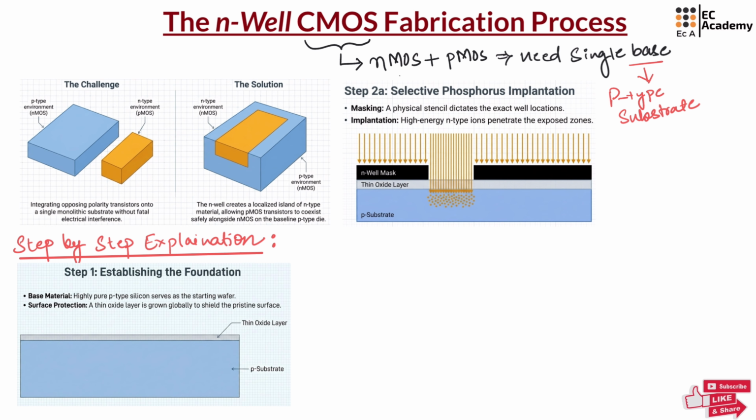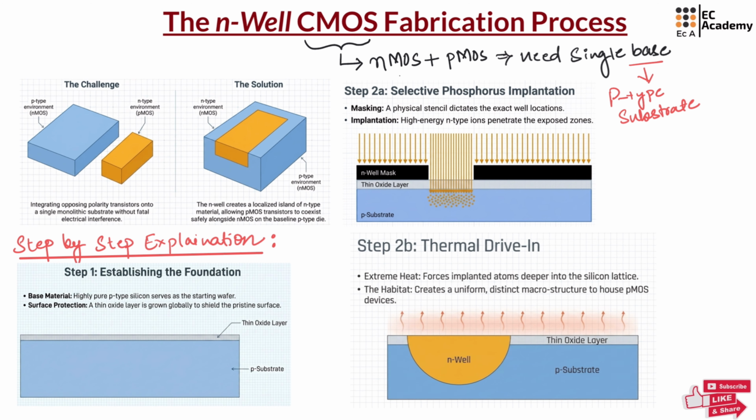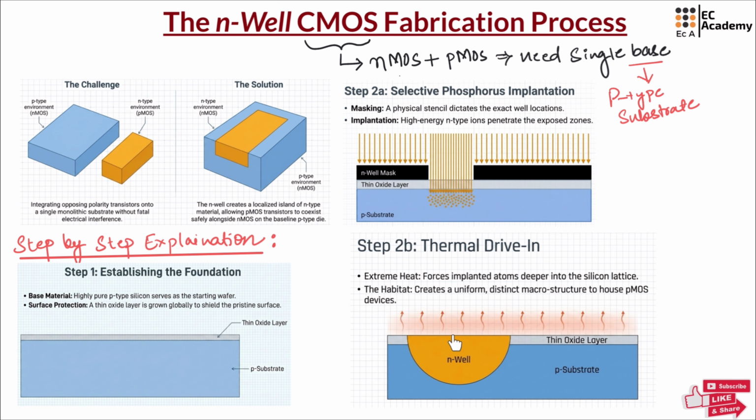The second step is N-well formation. In that, first we'll perform selective phosphorus implantation. In this step, we need to make an N-well pool. So we'll use an N-mask, just like a stencil, to decide exactly where the N-well will be formed. Then we'll implant phosphorus into the silicon. And this phosphorus is an N-type material, which is known as a dopant. After putting the phosphorus, the next process in the second step is we heat it up to a very high temperature so that the N-well will become very deep and it is formed uniformly.